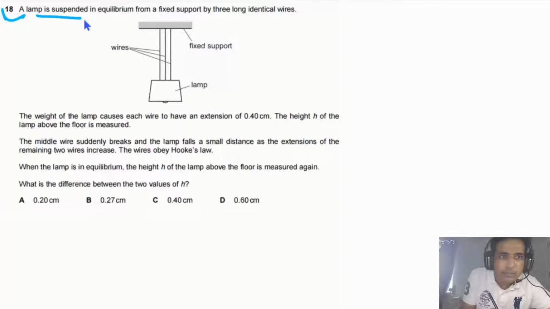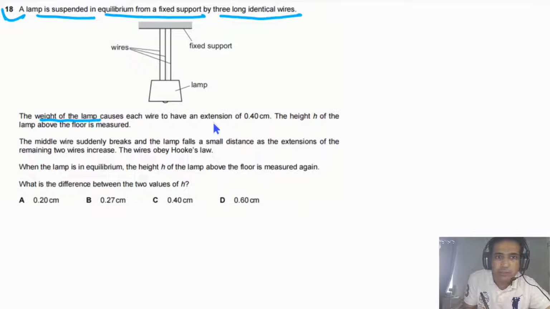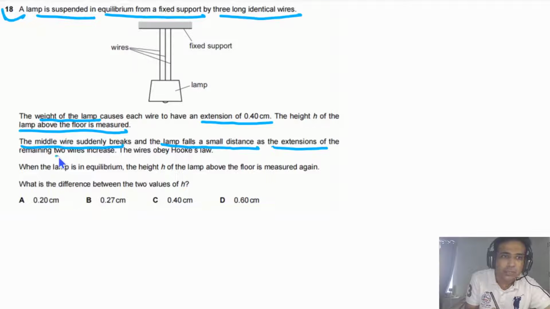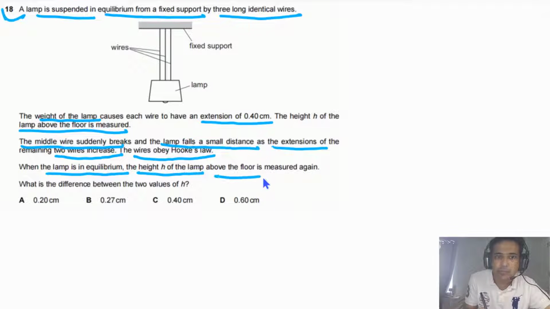Question 18 says a lamp is suspended in equilibrium from a fixed board by 3 identical wires. The weight of the lamp causes each wire to have an extension of 0.40 centimeters. The height h of the lamp above the floor is measured. The middle wire suddenly breaks and the lamp falls a small distance as the extension of the remaining 2 wires increases. The wires obey Hooke's law. When the lamp is in equilibrium, the height h of the lamp above the floor is measured again. What is the difference between the two values of h?